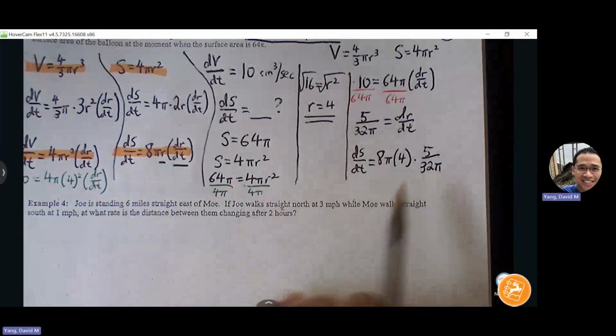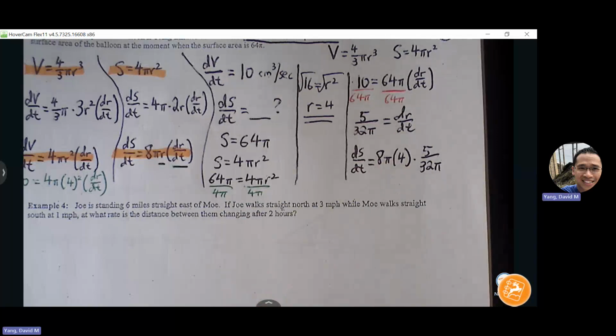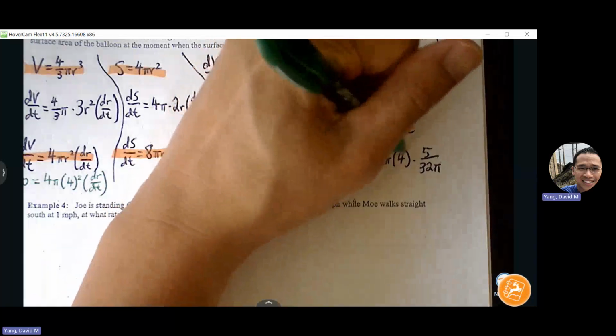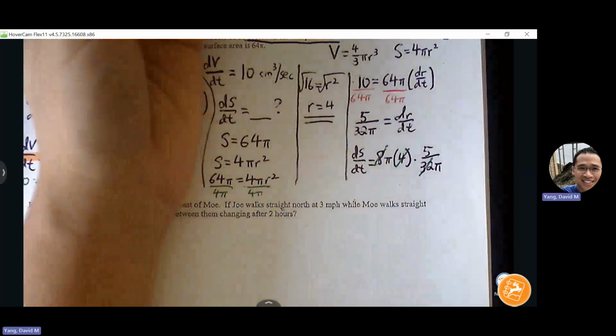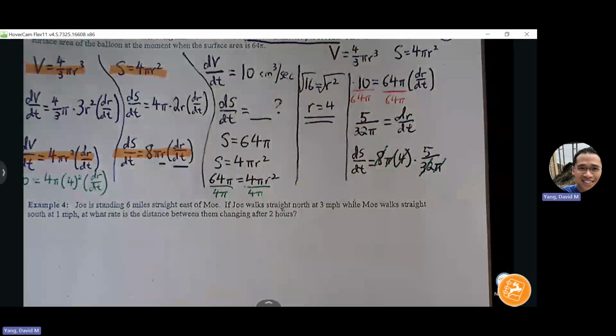Okay, this cleans up nicely, actually. What's 8 times 4? 32. There's a 32 in the numerator. There's a 32 in the denominator. I can take that out. And I can also cross out what? Yeah, I got a pi in the numerator, pi in the denominator. So the only thing left is 5.